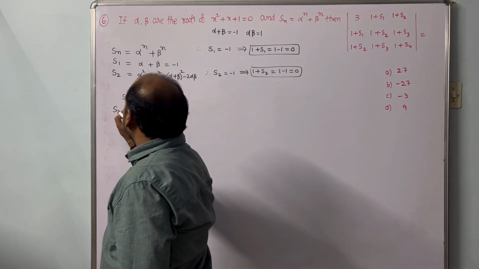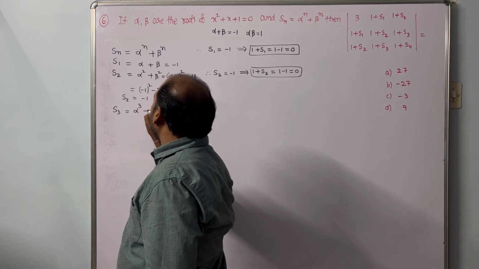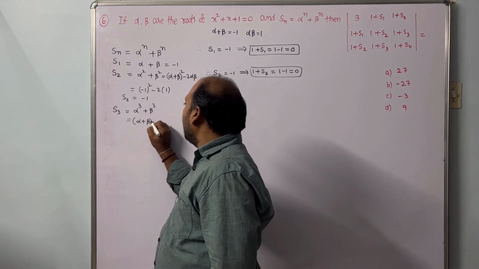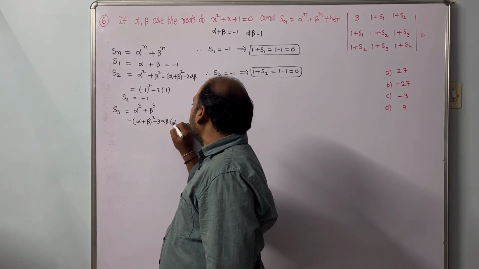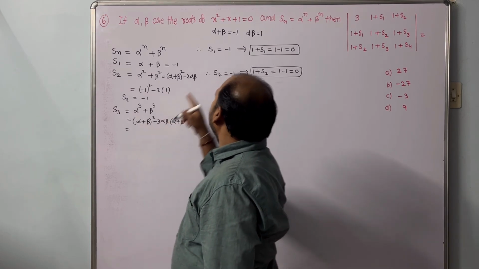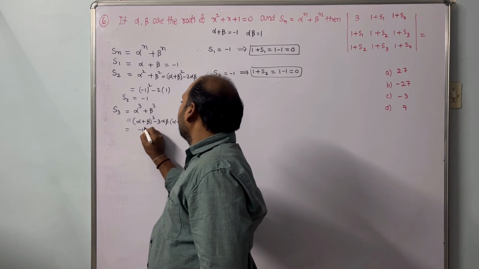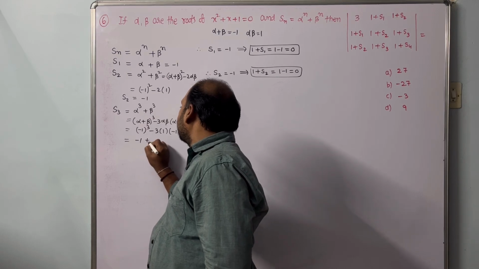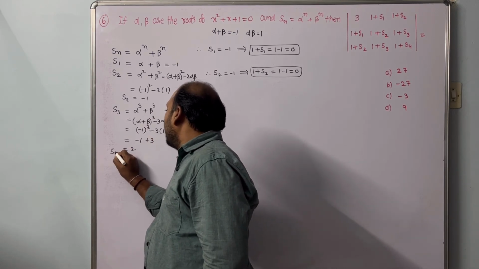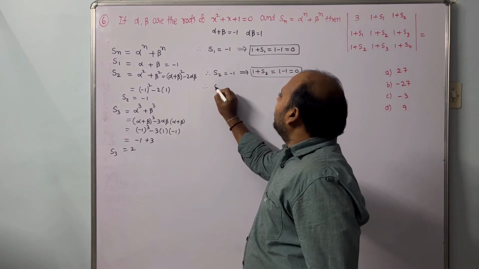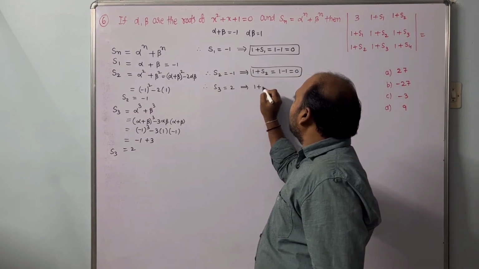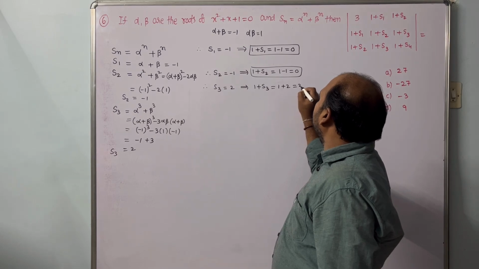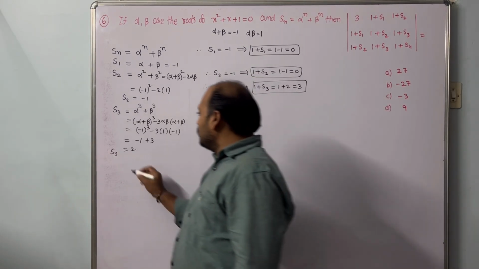Now come to S3. n is equal to 3, substitute: alpha cube plus beta cube. We know the formula for alpha cube plus beta cube: alpha plus beta whole cube minus 3 alpha beta into alpha plus beta. Alpha plus beta is minus 1, so minus 1 whole cube, minus 3 into alpha beta 1 and alpha plus beta minus 1. So minus 1 plus 3, that is equal to 2. So S3 value is 2. That implies I want 1 plus S3, because in the question they are asking 1 plus S3. 1 plus 2 is equal to 3. Now we'll move to the last one.